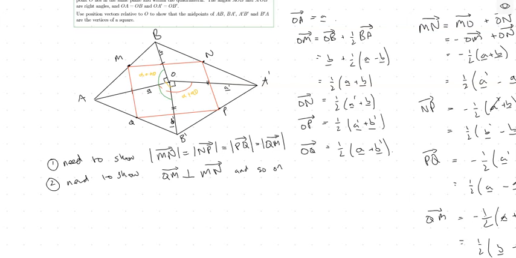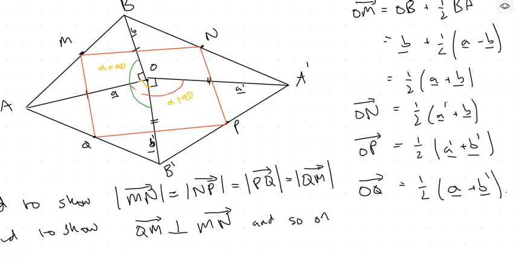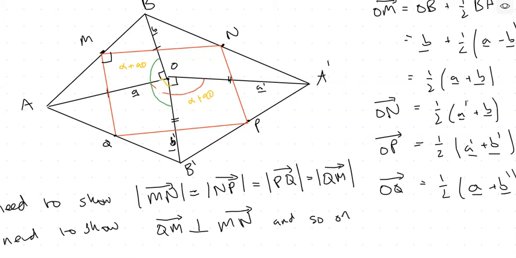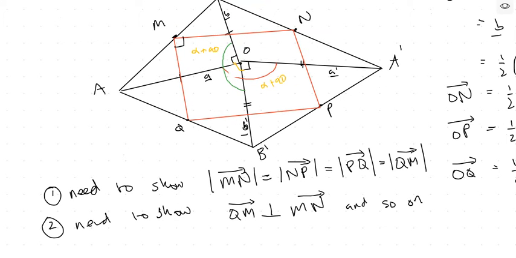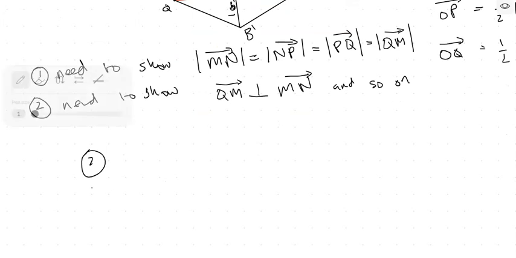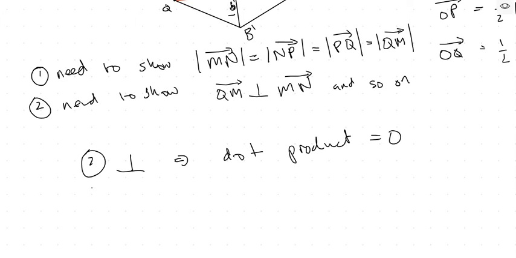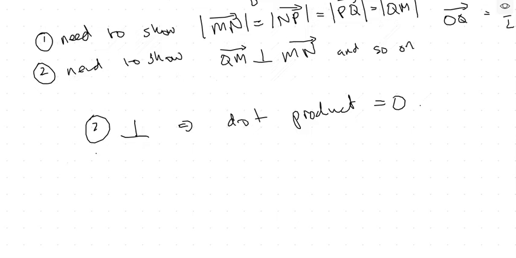The next thing we need to do is show that we have right angles. So we need to show that these are right angles here. So I'll do this down here. If we can show that they are right angles, we're done. To show that they're right angles, we need to show that the dot product between them is 0. So right angles implies dot product is equal to 0. Again, this should be familiar from your normal A-level course.